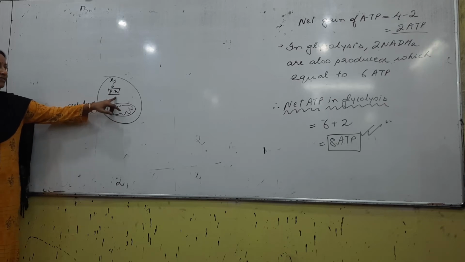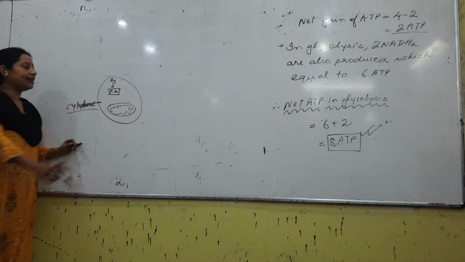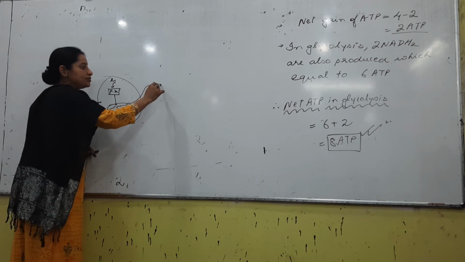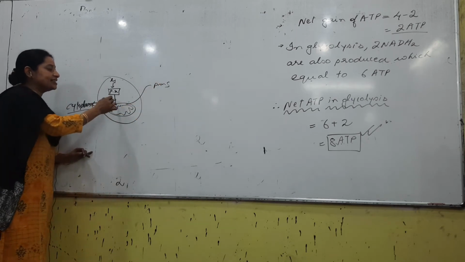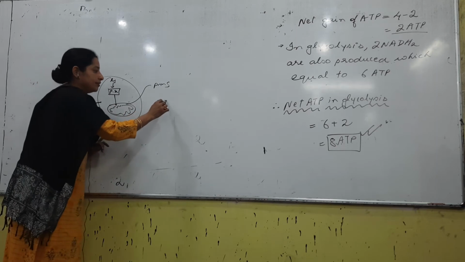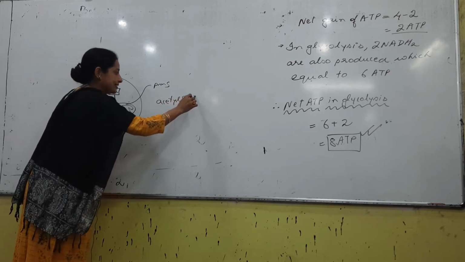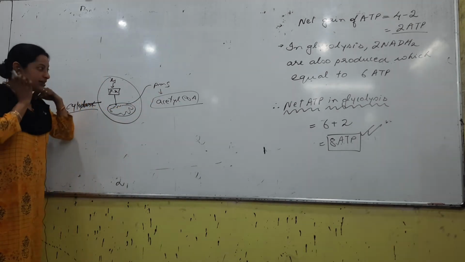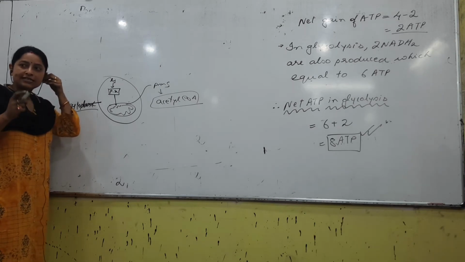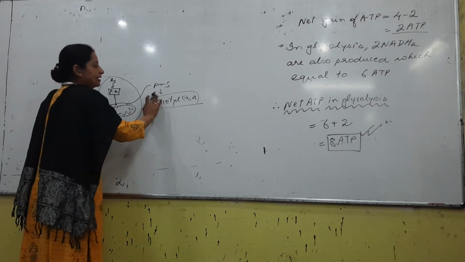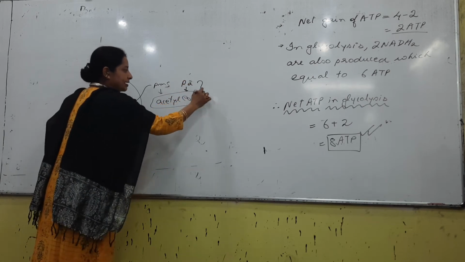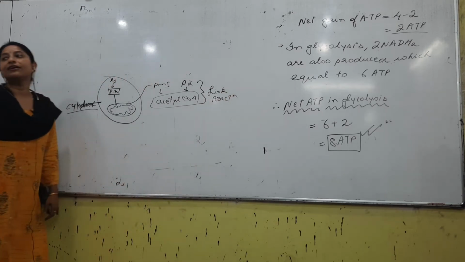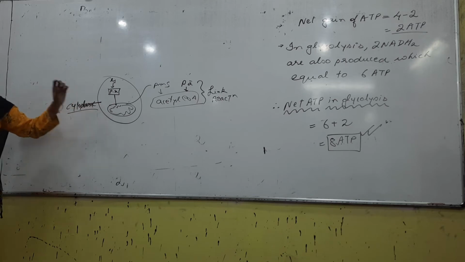But we know that pyruvic acid is impermeable to the mitochondrial membrane. For that reason, in the perimitochondrial space, pyruvic acid gets broken down into acetyl coenzyme A, right. In the perimitochondrial space, pyruvic acid becomes acetyl coenzyme A. What do we call this pyruvic acid to acetyl coenzyme A step? Link reaction, right. So what links glycolysis and the Krebs cycle?